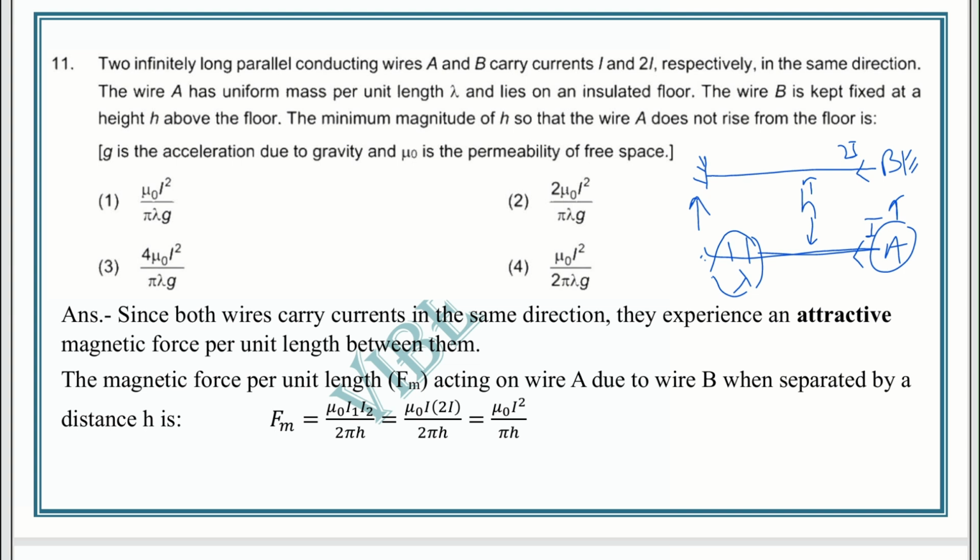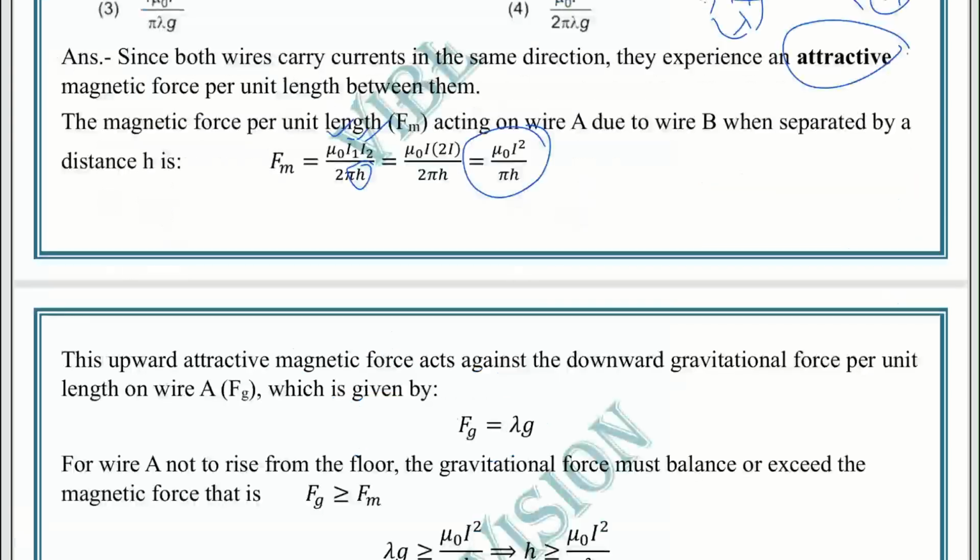Since both wires carry currents in the same direction, they experience attractive force. I already told you. The magnetic force per unit length Fm is how much? We know mu naught I1 I2 by 2 pi, but per unit length, that means mu naught I1 I2 by 2 pi h. Here I1 equal to I and I2 equal to 2I, so we get mu naught I square by pi h. So this is the expression for the magnetic force of attraction per unit length.